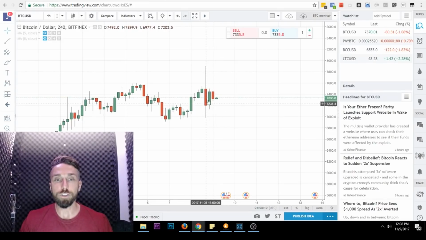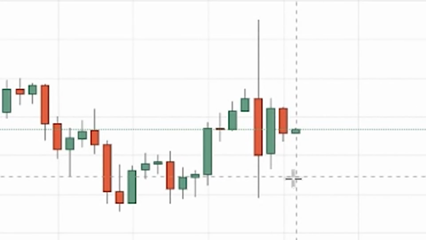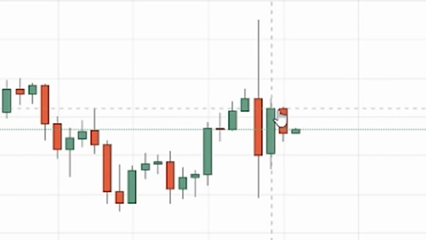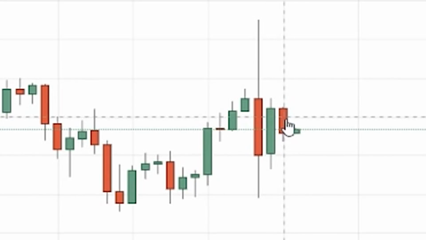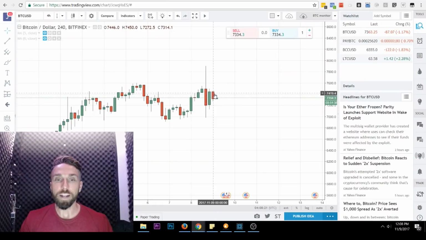The 2-cent answer: green is good, red is bad. Green means that it opened lower than it closed. Red means that it closed lower than it opened, the opposite of what I just said. Red also means more people selling than buying, and green means more people buying than selling.